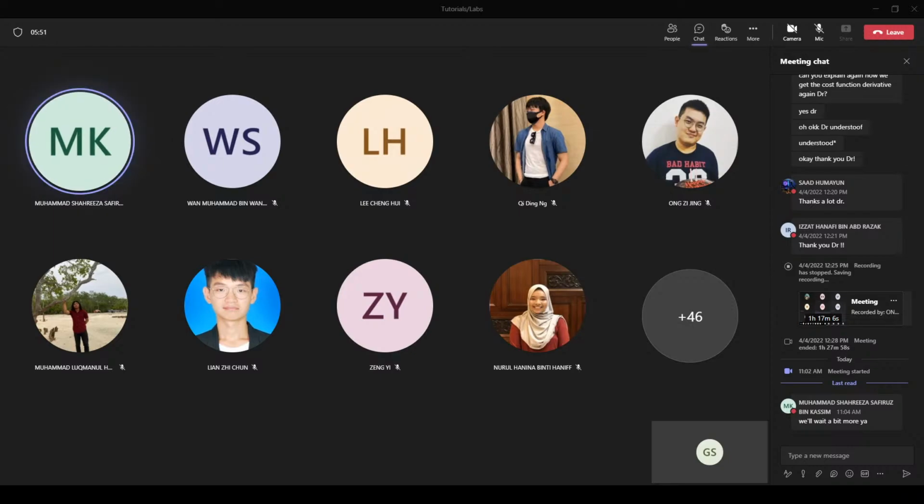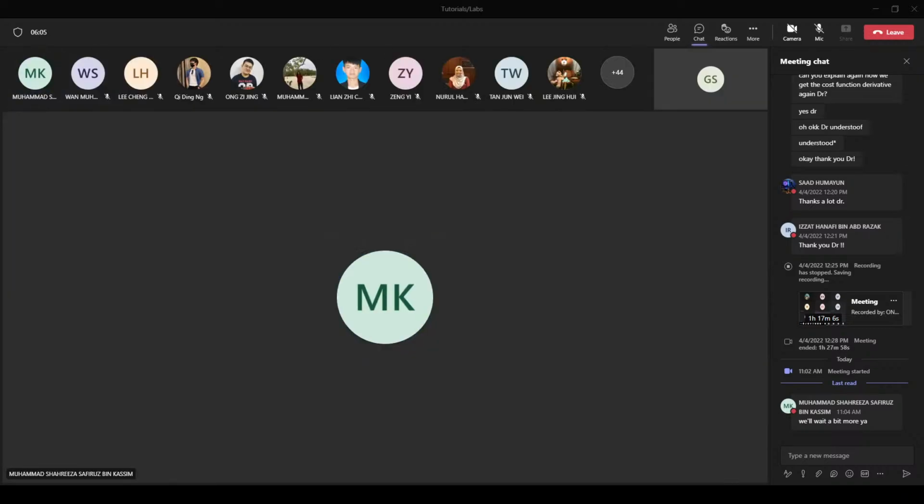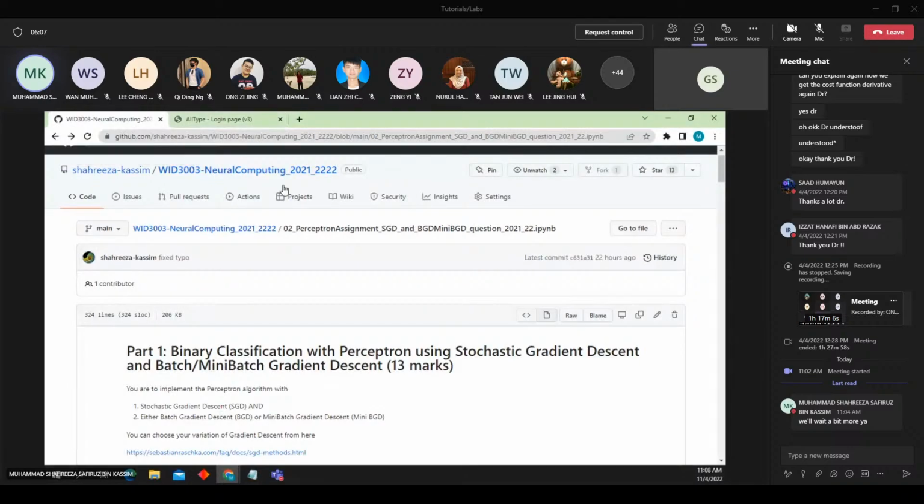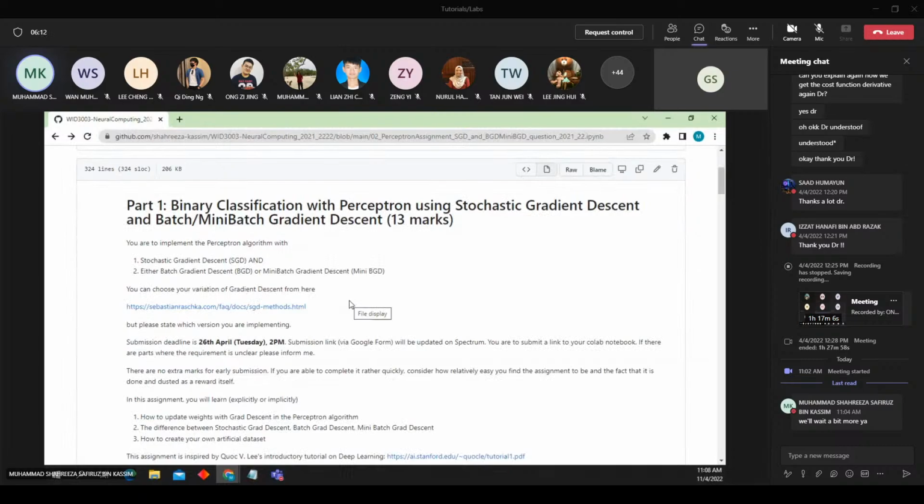As you are probably aware, I hope you are aware, that I have published assignment 1. Just sharing this with you. I've published this assignment, part 1, binary classification with perceptron. And today it's just going to be an explanation and a Q&A session about the assignment.